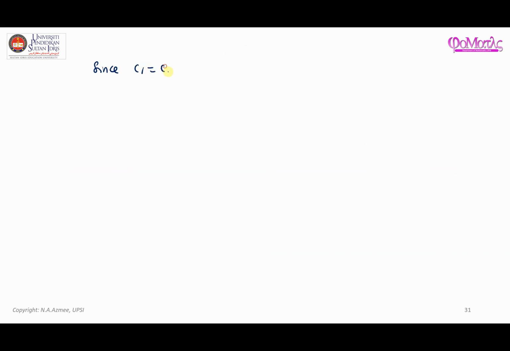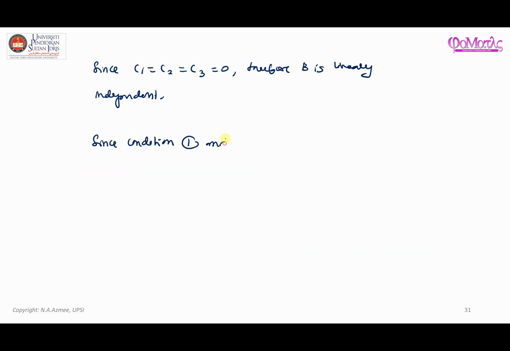Okay. Because of that, since we get the trivial solution, we can say that since C1, C2, C3 are equal to 0, therefore B is linearly independent. Also, since condition 1 and condition 2 are fulfilled, so again, what is condition 1? Condition 1 is related to demonstrating B spans the vector space, and condition 2 is related to showing that B is linearly independent. So these two conditions are fulfilled, therefore we can say that B is a basis for vector space P2.